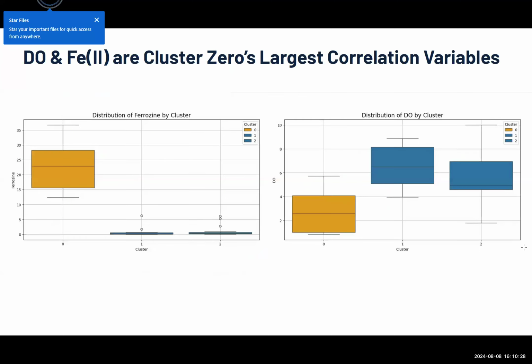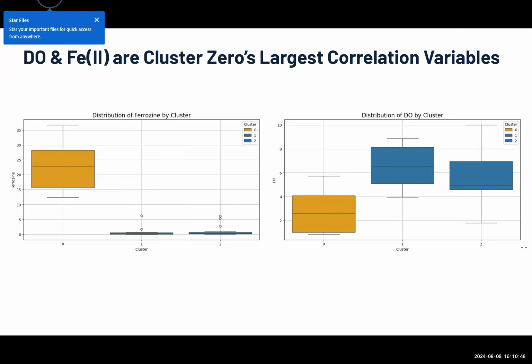Looking into some of the main correlating variables for these seeps, at cluster 0, which is highlighted in orange, the statistically significant variables included dissolved oxygen and iron for the clustering assignments, which is great because it means that seeps are typically characterized by that inverse relationship of high iron and really low dissolved oxygen.